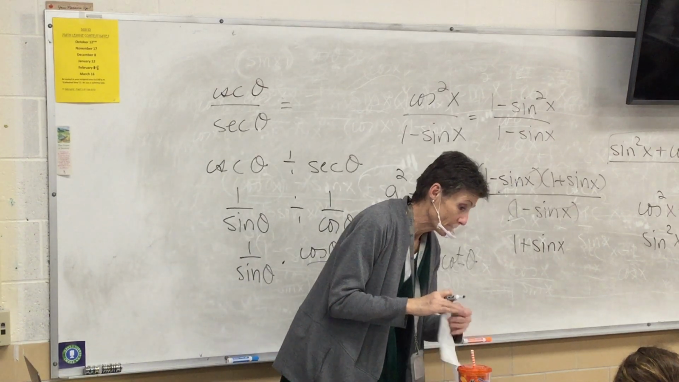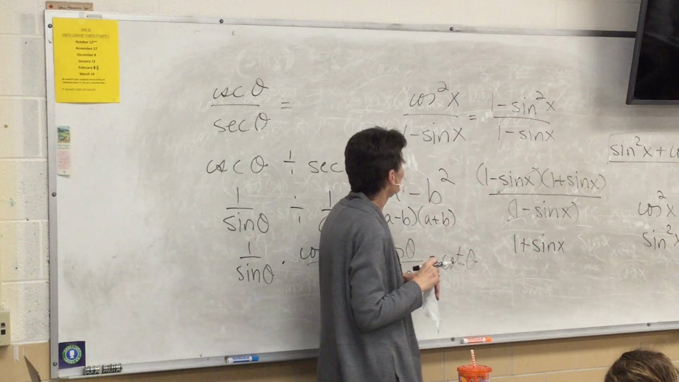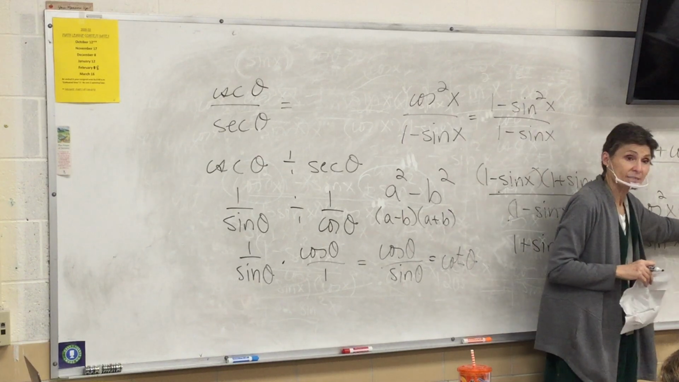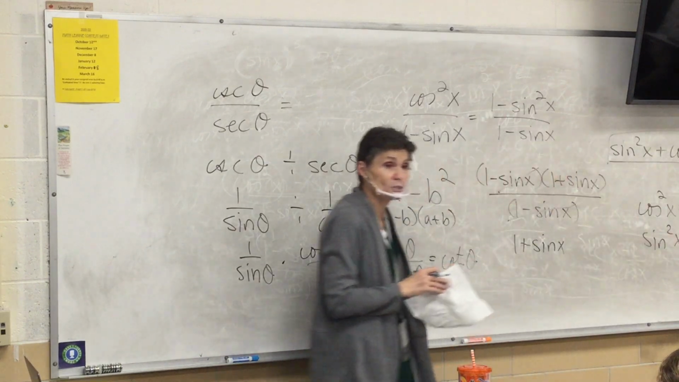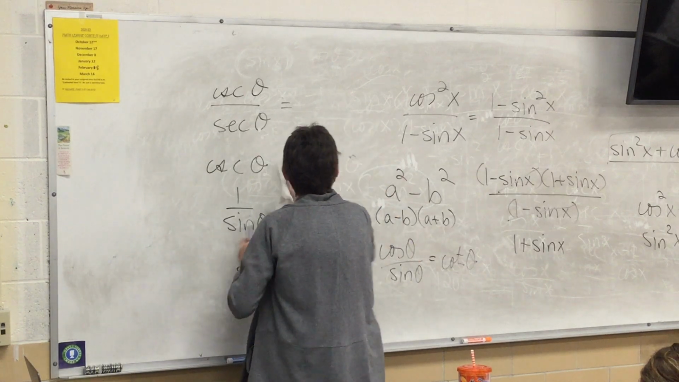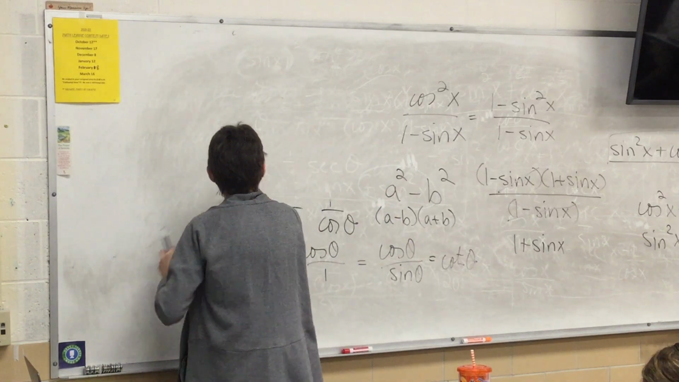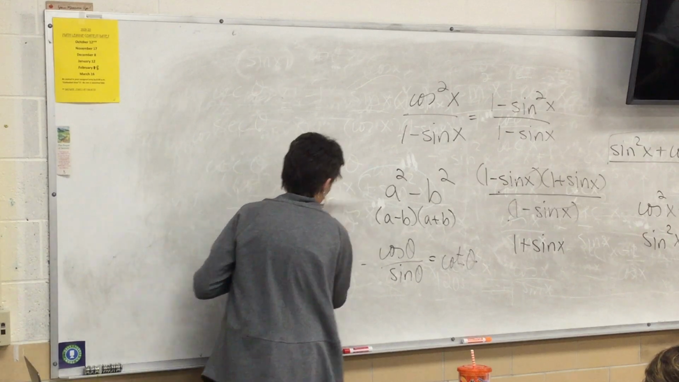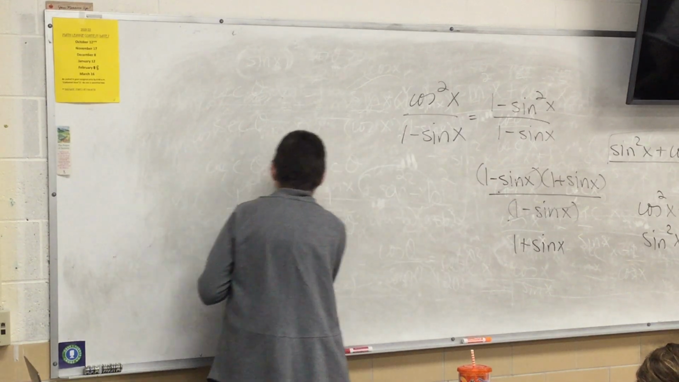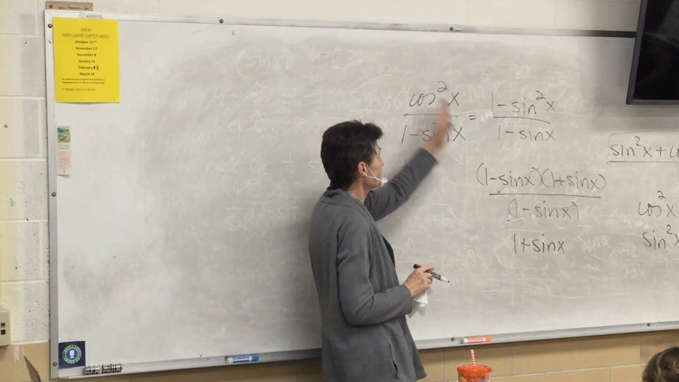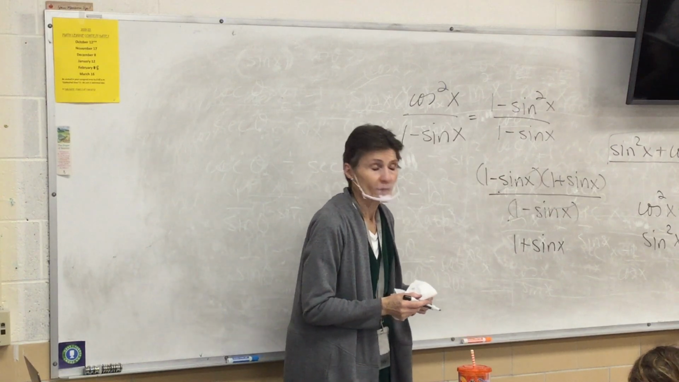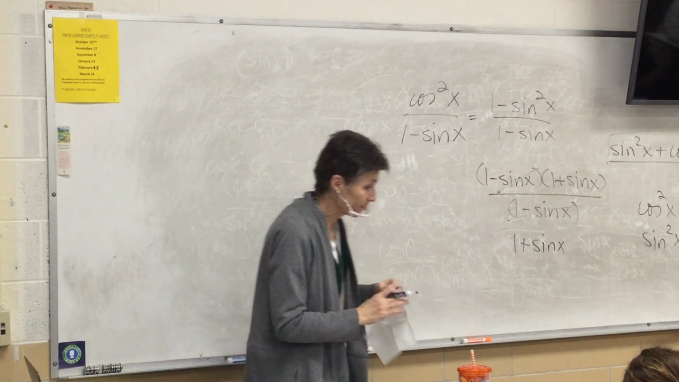So where did you get the 1 minus sine? Cosine squared is 1 minus sine squared. Oh, okay. I substituted it in. And I did that, Matthew, because in order to simplify this, I have to be able to cancel, and I needed sines on the top. Yep, okay, so to make it happen.